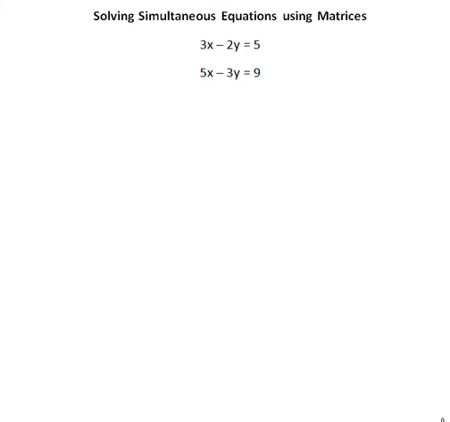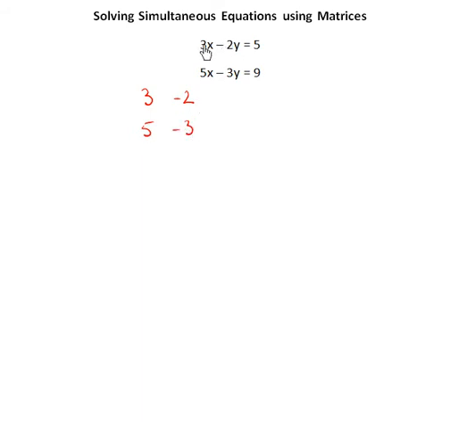This lesson is about using matrices to solve simultaneous equations. You can see that we have a pair of simultaneous equations. Your first task is to turn those simultaneous equations into a matrix expression. So the matrix will look like 3, -2, 5, -3.